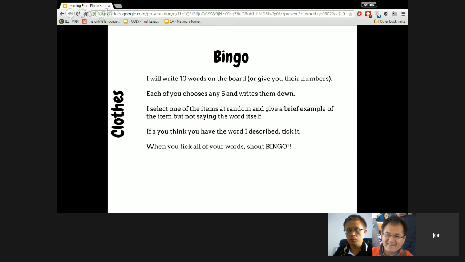I select one of the items at random, and give a brief description of the item, but not saying the word itself. If you think you have the word I describe, I want you to tick it. Tick means to circle or to check. So, tick, circle, or check your number if I describe it. Okay? That's the rule. When you tick all of your words, you shout bingo.